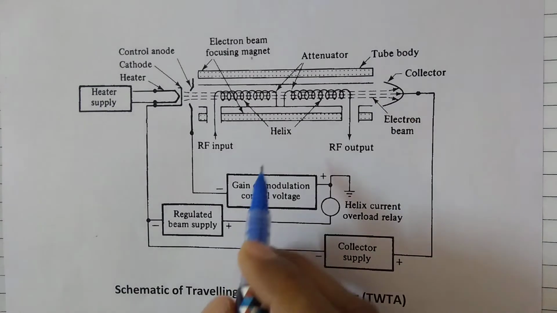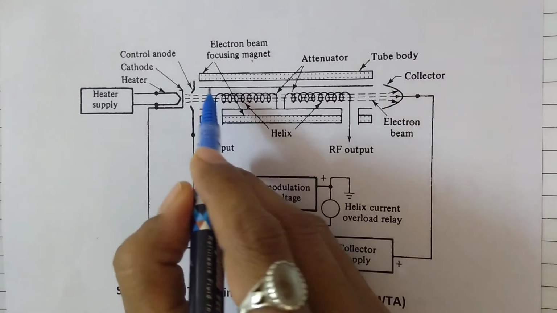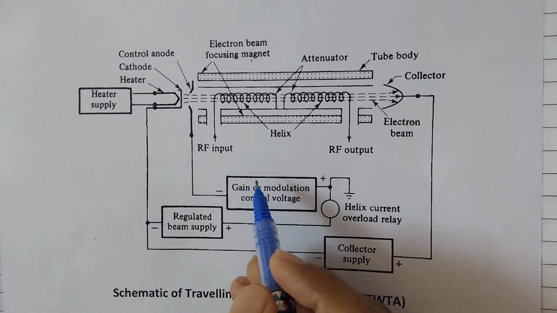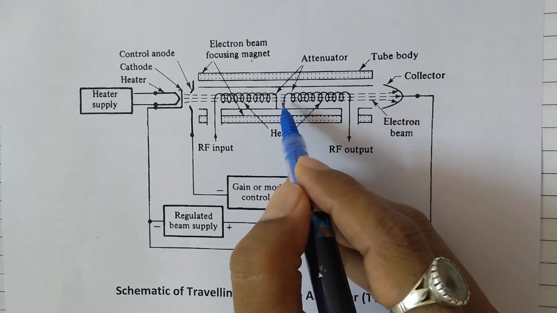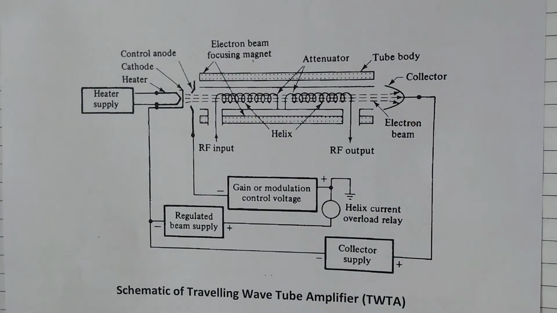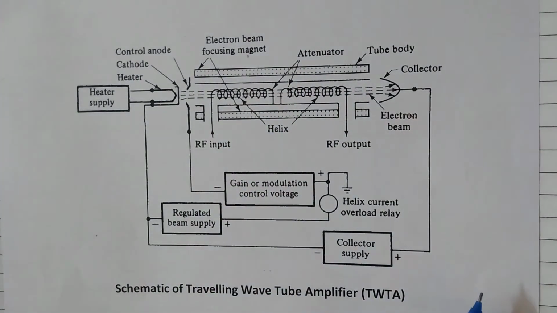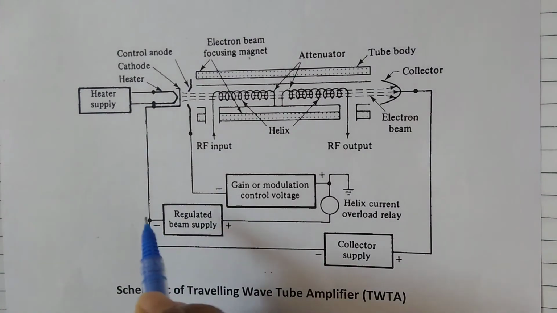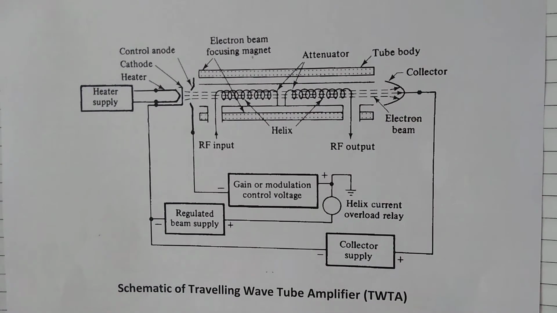Apart from that, two other important entities are also there. One is the focusing magnets, as we have used in the case of multi cavity klystrons, and we have also used attenuators placed in the amplifier. This is very important since we are talking about an amplifier. What the role of this attenuator is, we will discuss. Once we have understood the constructional details, let us start to understand how this TWTA is going to give microwave signal amplification.